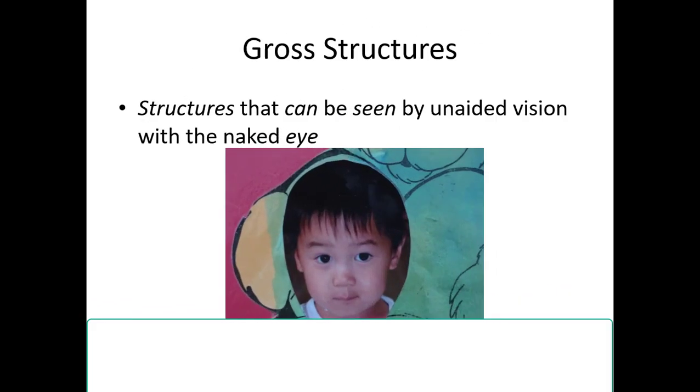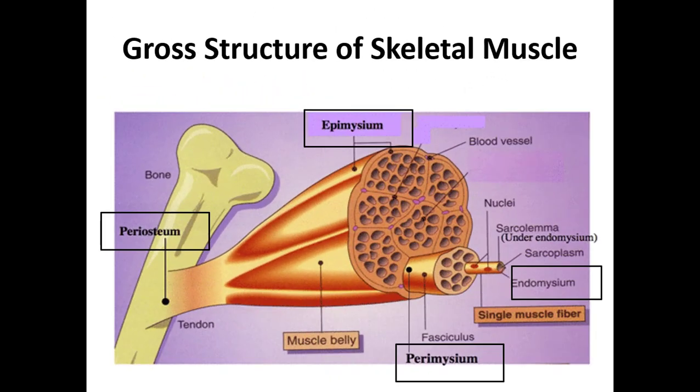Gross structure means a structure that can be seen by unaided vision, with the naked eye. So does it make sense? Using our naked eye, we can see the structure we call gross structure. This is the gross structure of skeletal muscle. This is the periosteum, epimysium, a single muscle fiber, nuclei, and sarcolemma, which is the muscle membrane. And the sarcolemma is on the endomysium, and sarcoplasm, endomysium, fasciculus, perimysium.